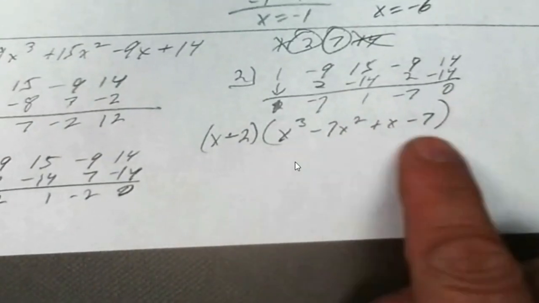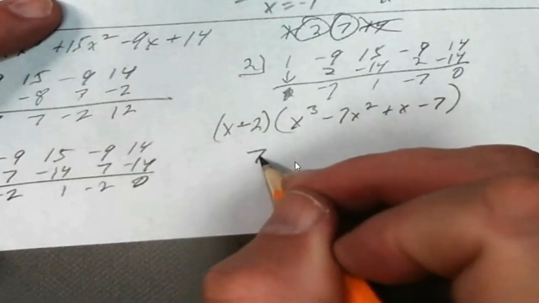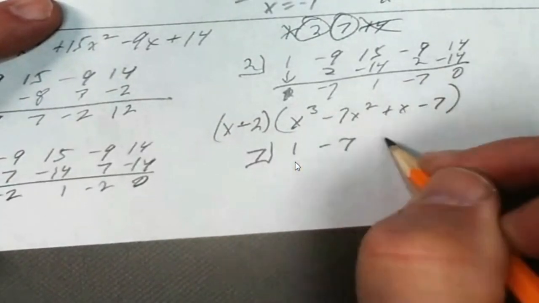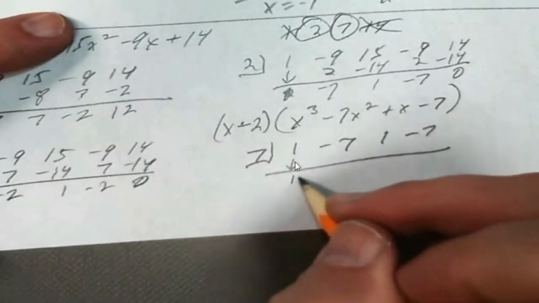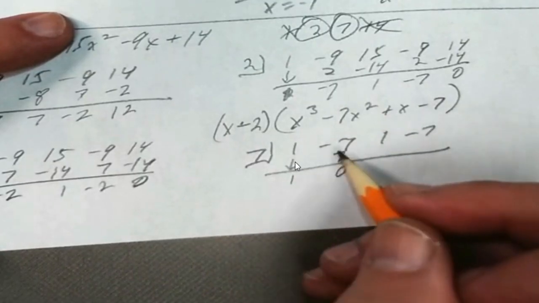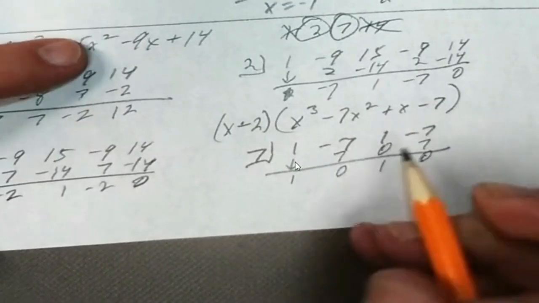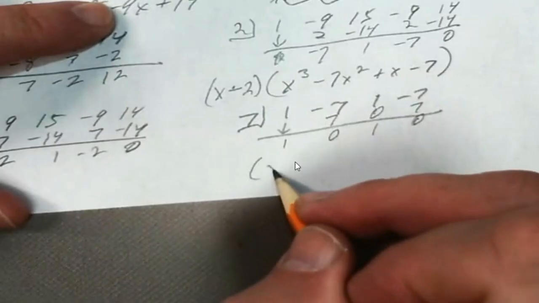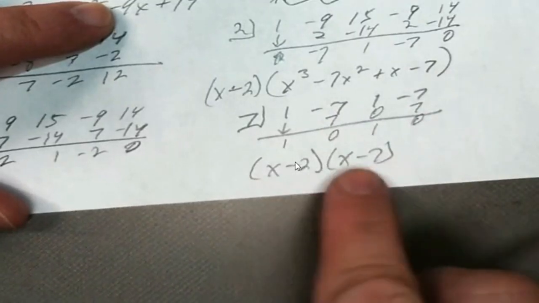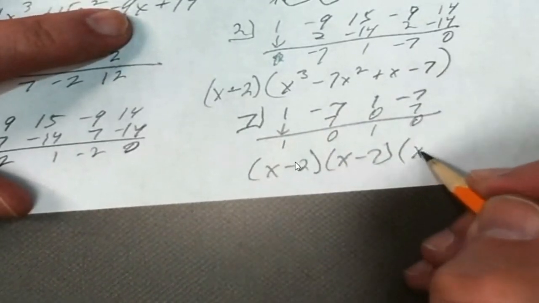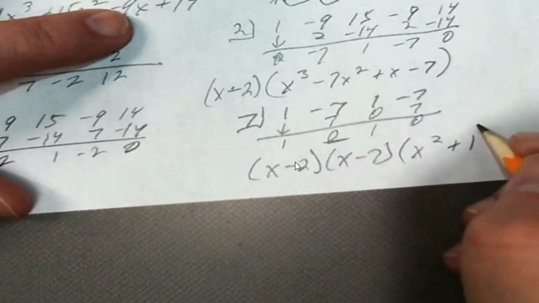Since we know this is a factor and this is a depressed equation, let's take 7 out of this. If we do 7 divided into 1, negative 7, 1, and negative 7, that's 0, right? And then 7 times 0 is 0. Bring that down, add those together. So the equation we've got now is x minus 2, x minus 7. After factoring both of those out, we're left with x squared, no x, plus 1.